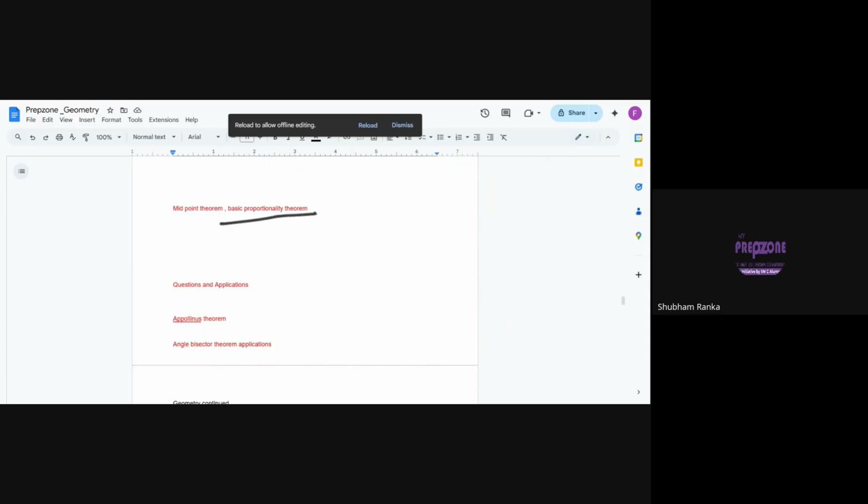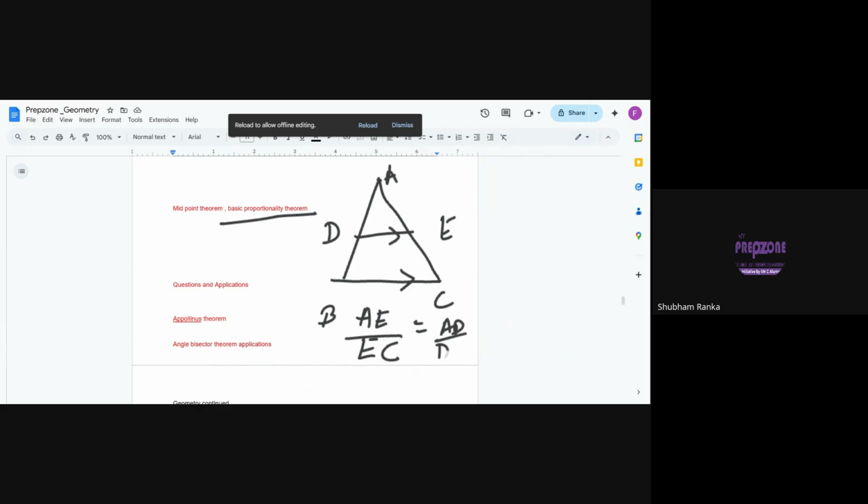So in basic proportionality theorem, what happens is if I make a triangle like this, such that there is a line parallel. So let's call it DE. This is ABC. So if DE is parallel to BC, then I can conclude that AE by EC is equal to AD by DB. So what happens is that these two lines, AB and AC, are being proportionally intersected.